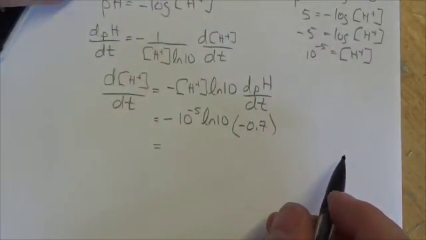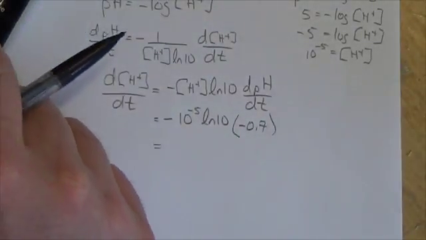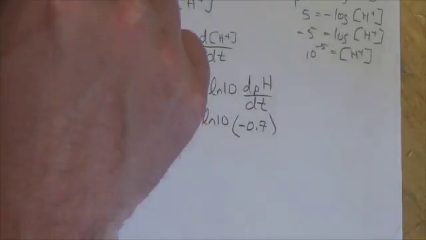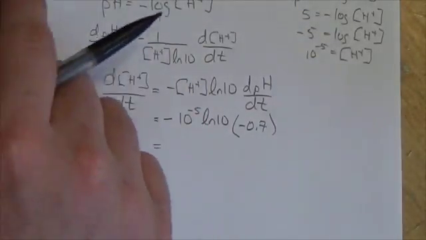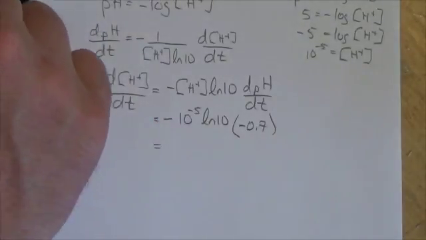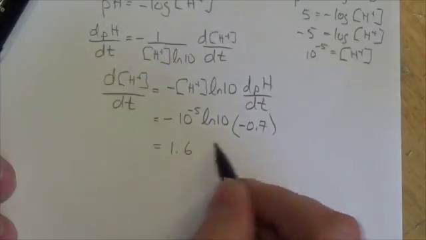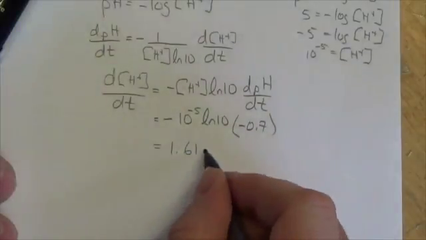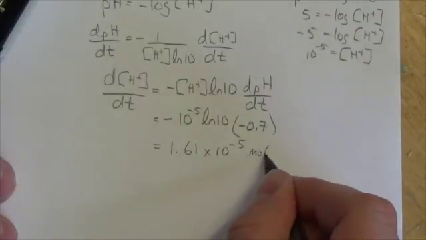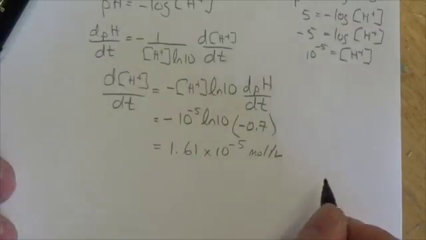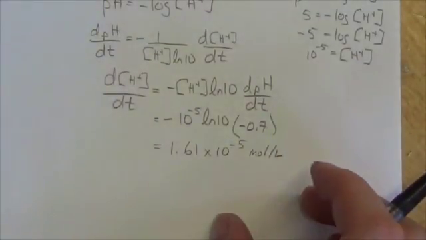Okay, so now let's put that all together. So this is going to be negative 10 to the negative 5. We're going to multiply that by the natural log of 10, and we're going to multiply that by negative 0.7. And what I get here is 1.6, let's say to the nearest hundredth, times 10 to the negative 5. Now this is going to end up being moles per liter, because that's how chem people like to talk about it. Anyway, there you go.